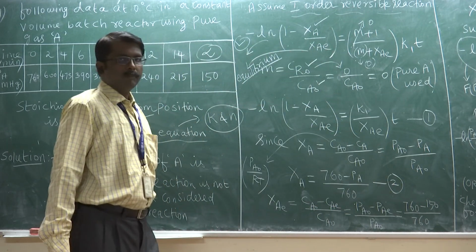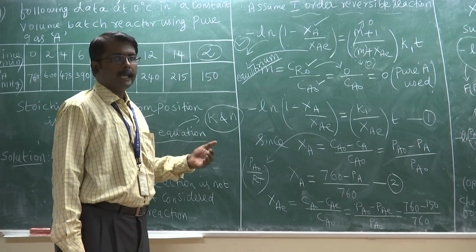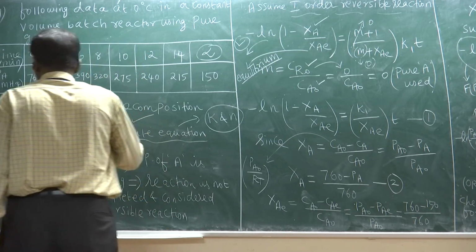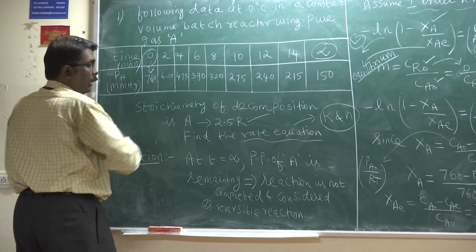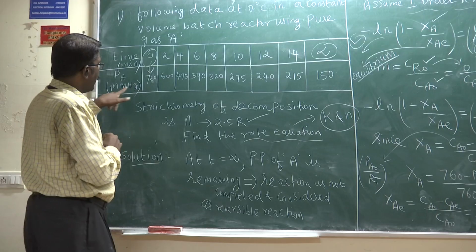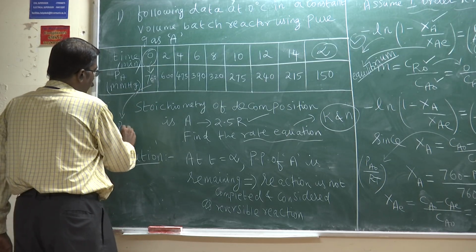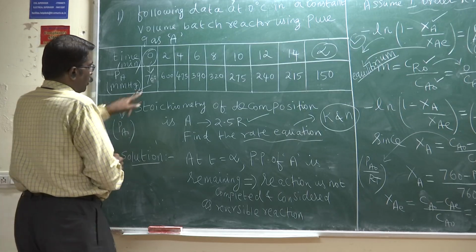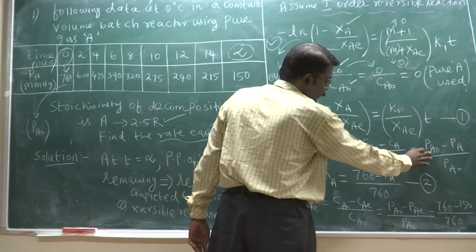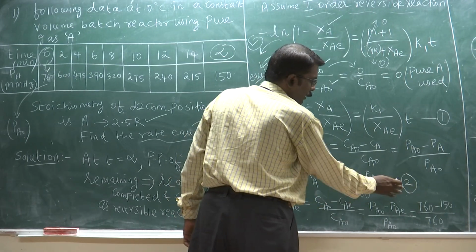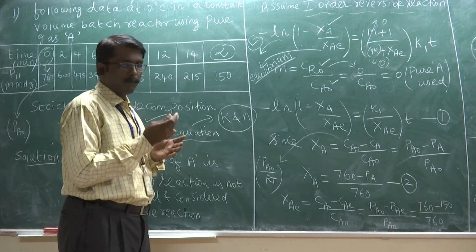Now we know the meaning of Pa0: it is the initial partial pressure of component A, that is at time t equal to 0. You can see from the table that at time t equal to 0, the partial pressure is given as 760. So this is the Pa0 value. Substituting that here, Xa is (760 minus Pa) divided by 760. Let it be called equation number 2. Now we have Xa in terms of Pa.